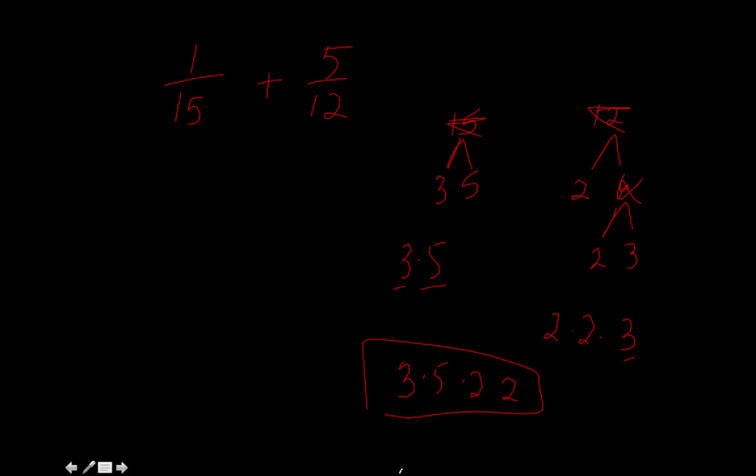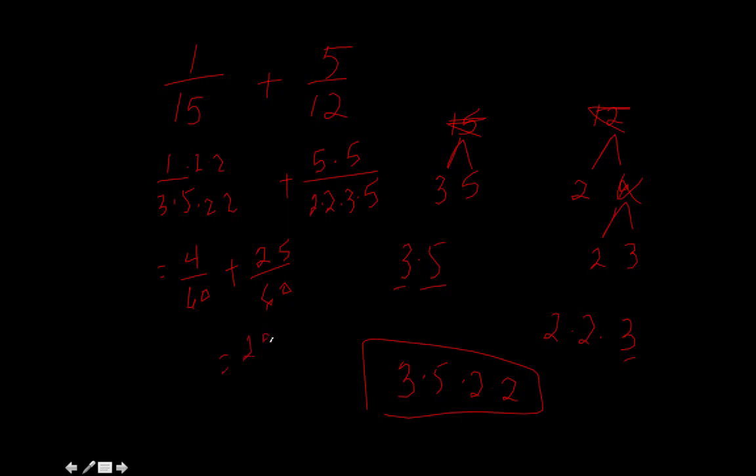So this is my common denominator. So I would have 1 over 3 times 5, and I need times 2 times 2, so up here I do times 2 times 2. Over here I already have 2 times 2 times 3, so I need that 5. So I get 4 over 60 plus 25 over 60, 29 over 60.